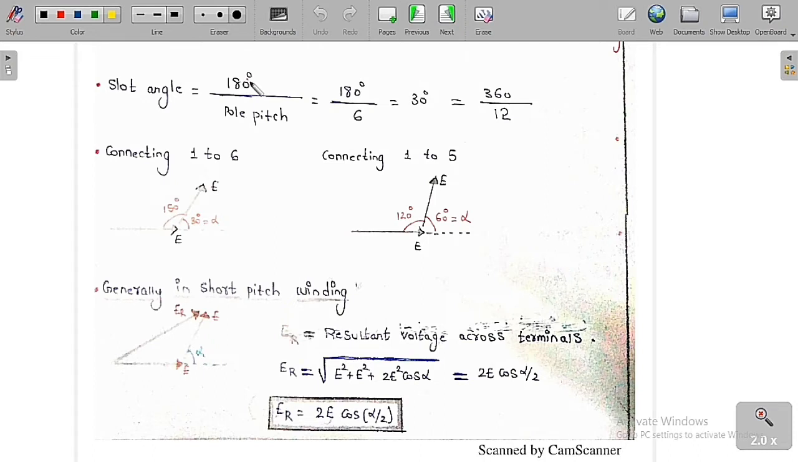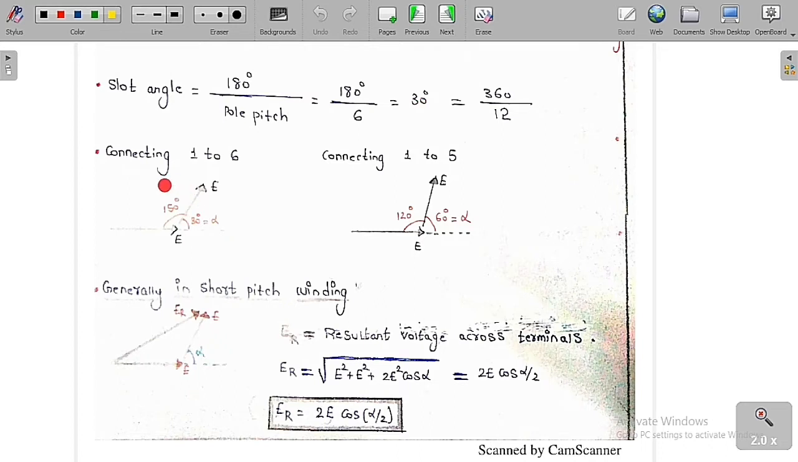So what is the meaning of slot angle? We can say that it is the mechanical angle between two adjacent slots. Simply the basic fundamental equation is 360 degrees by the total number of slots. In this case, the total number of slots is 12. So 360 by 12 is equal to 30 degrees. Or you can use the general formula, which is 180 degrees by pole pitch. 12 slots for two poles, 12 by 2 is 6. So 180 by 6 is 30 degrees.